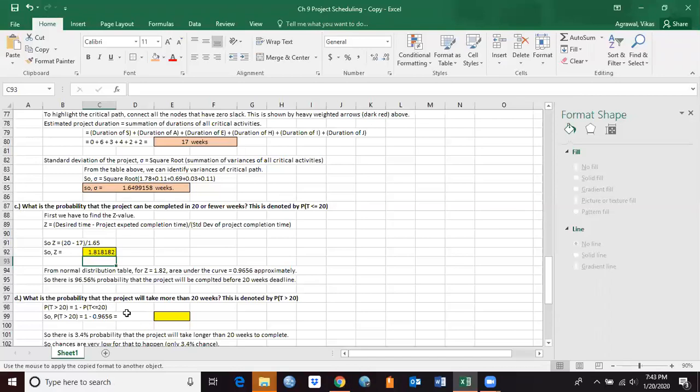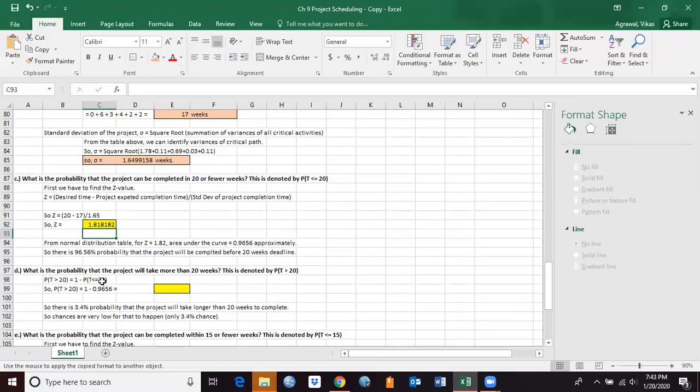For that, we know how much is going to take less than or equal to 20 weeks, and we know that the area under the curve equals 1. So if we subtract our 0.9656 from 1, we get the probability of the project taking more than 20 weeks. Please see the symbol very carefully. When we are talking about less than, we are always talking about less than or equal to, which means including 20 weeks. When we talk about greater than, we are not putting any equal to sign there, because the equal to sign is already put in the less than or equal to constraint here.